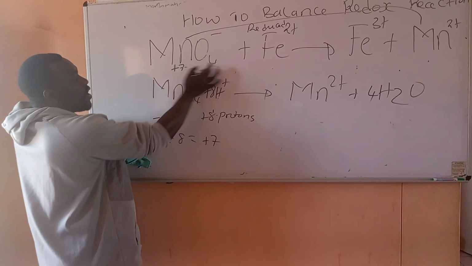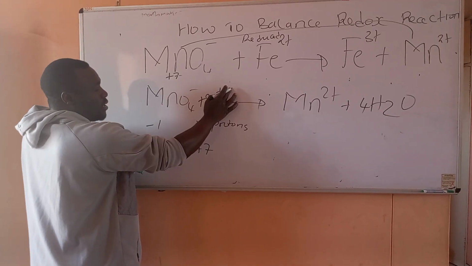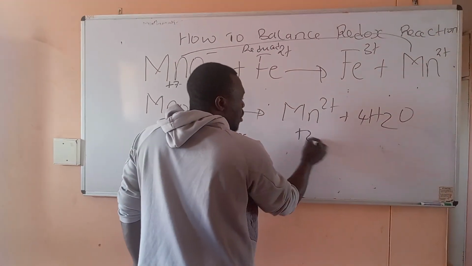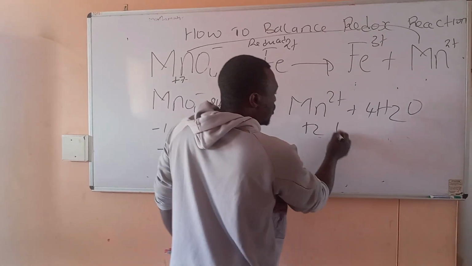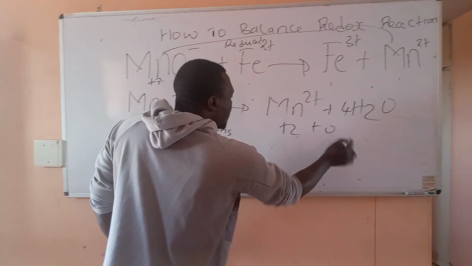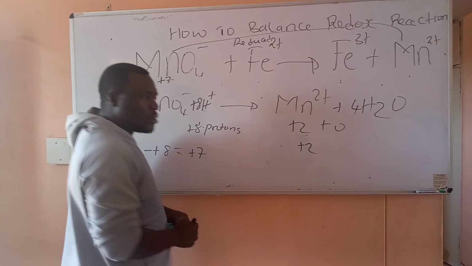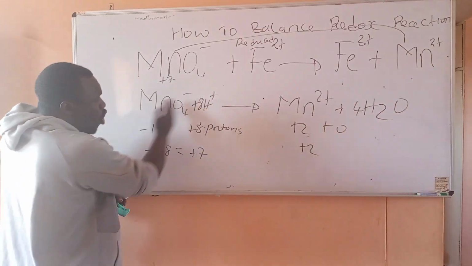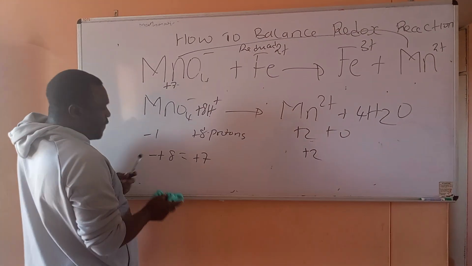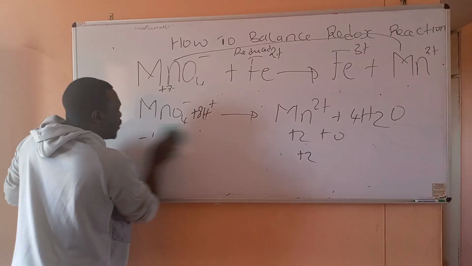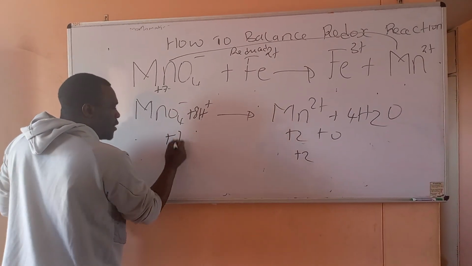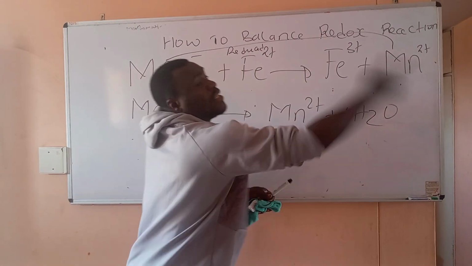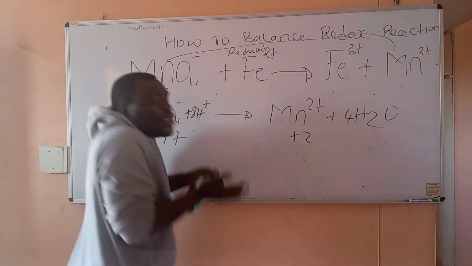Are we there? So the overall charge on the left is plus 7. Let's look at the overall charge on the right. This times this is plus 2. This times 0 is 0. Plus 0. So the overall charge on this side is plus 2. So it's not balanced. The overall charge on the left is plus 7. The overall charge on the right, overall means adding everything, is plus 2. So the charges are not balanced.